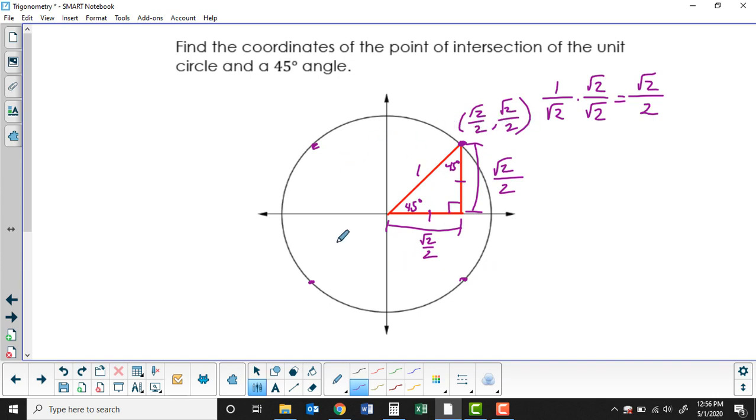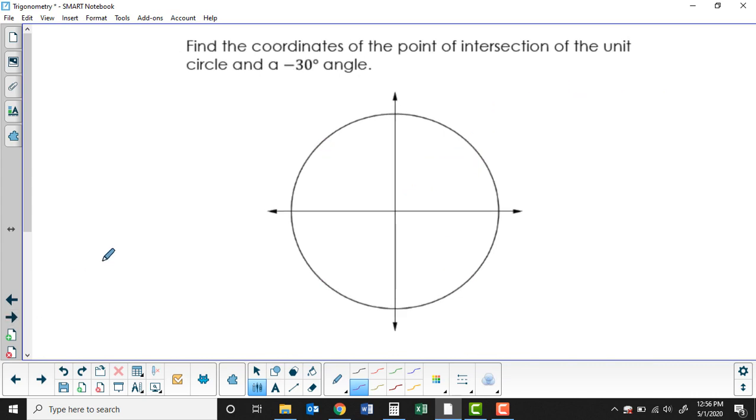So basically, the unit circle only consists of 45, 45, 90, and 30, 60, 90 triangles and all of their intersection points. You're going to end up with 3 points here, 3 points here, 3 points here, and 3 points here. We'll get into a little bit more of that in the next section.